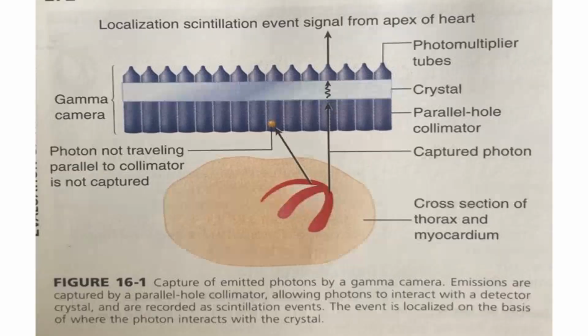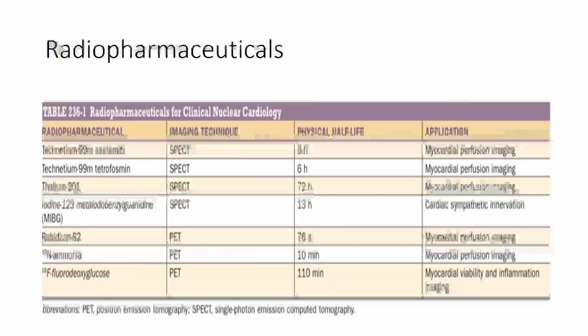So this is a pictorial representation where gamma rays are emitted from the cardiac structures, and those which are perpendicular to the scanner are the ones which are captured. Those coming at different angles are not captured. These scintillation events are then converted into an image, and the image is viewed as a 3D. Various different radiopharmaceuticals are used for radionuclide imaging.